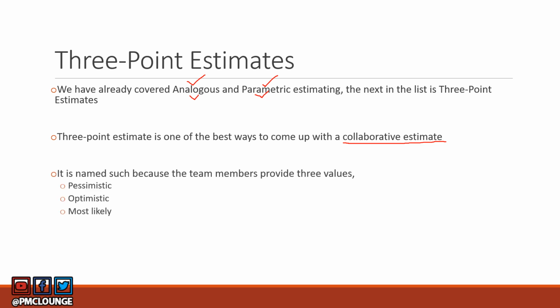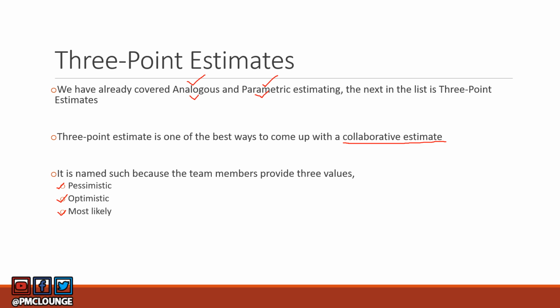How is that possible? It's possible because you basically ask your team members to provide three values. One is a pessimistic estimate, the other is an optimistic estimate, and the third one is a most likely estimate. So if you have 15 members in your team, you can ask all 15 of them to provide their pessimistic, optimistic, and most likely estimates. Or you can also ask 5 of them each to provide pessimistic values, the other 5 to provide optimistic values, and the last 5 to provide most likely estimates.